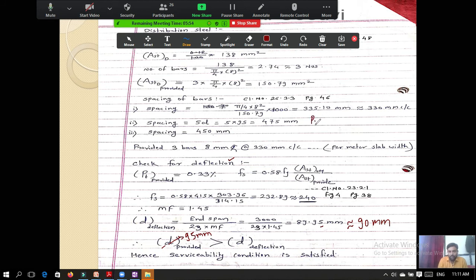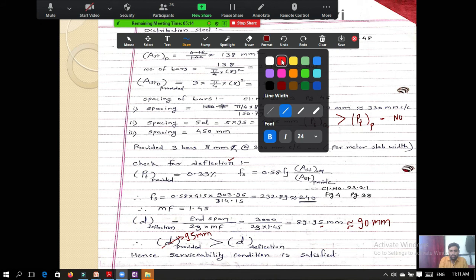If your percentage of steel, what you assume initially, is greater than your percentage of steel which you have provided here, 0.33 it is provided, then there is no need to take the check for deflection. You can directly write that the percentage of steel assumed is greater than the percentage of steel provided, therefore the deflection criteria is satisfied.